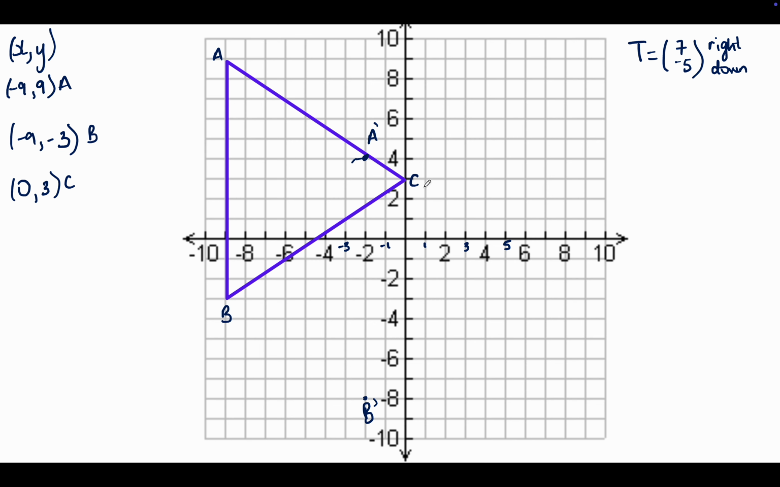And now for my C, it will be 1, 2, 3, 4, 5, 6, 7. 1, 2, 3, 4, 5. So just about here.